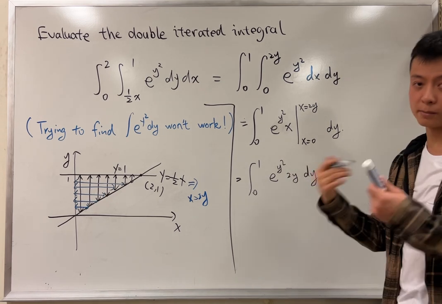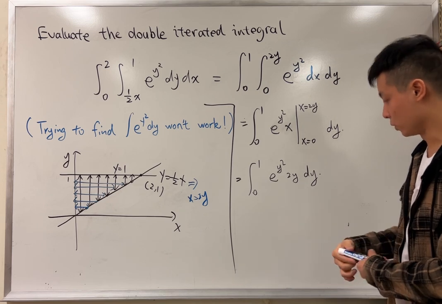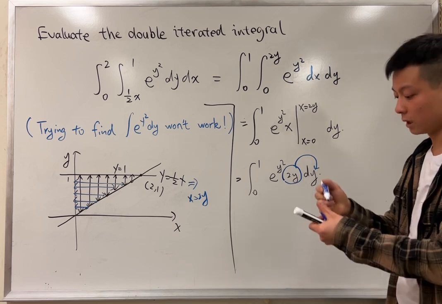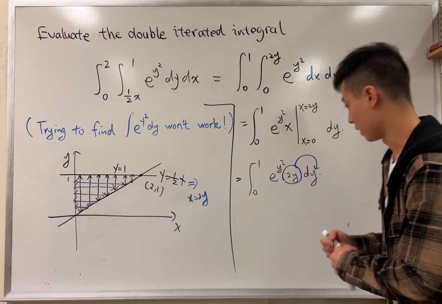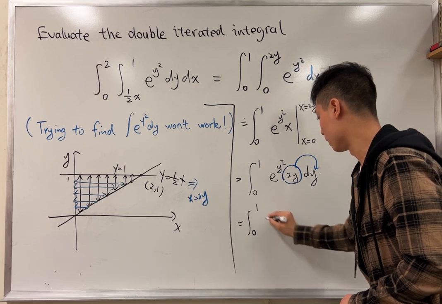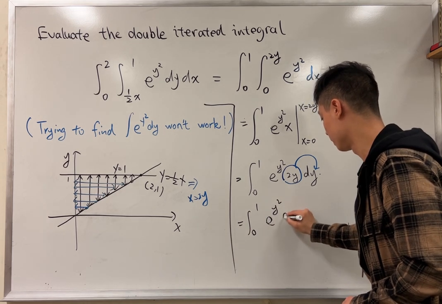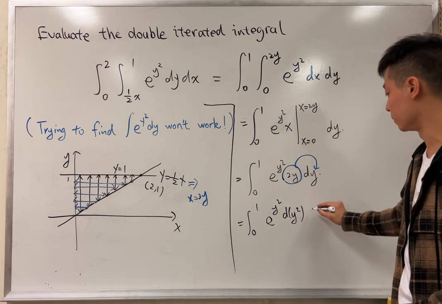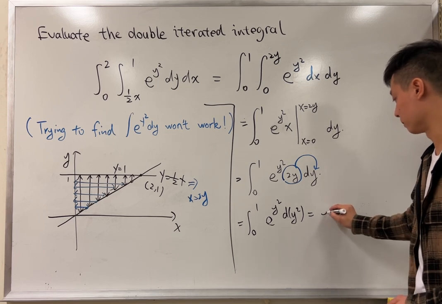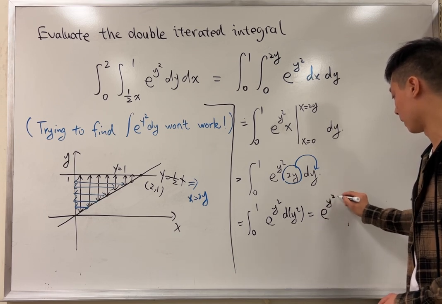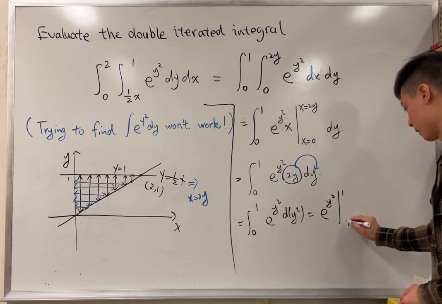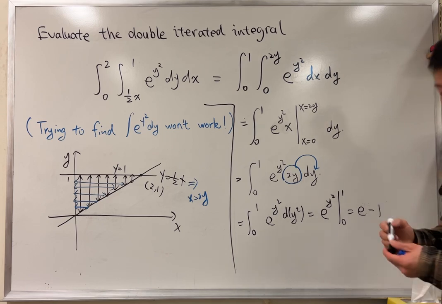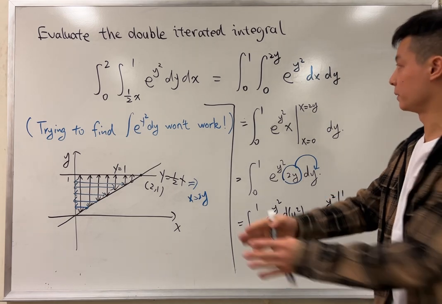The rest is simply calculation with u substitution. I prefer to put this into the differential sign, so it can be written as the integral from 0 to 1 of e raised to y squared d(y squared). Then we have e raised to u du, whose antiderivative is simply e raised to u, which is e raised to y squared. Evaluating the upper bound minus the lower bound takes us to e minus 1. That is how we do this question.